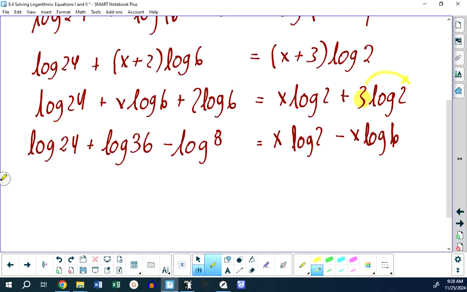The really nice thing about this is when I pack these together as a single logarithm, I'll have 24 times 36 divided by 8, and 8 goes into 24. I'll get a single logarithm that can be tidied up quite nicely. I do need to factor my x out. That's my goal.